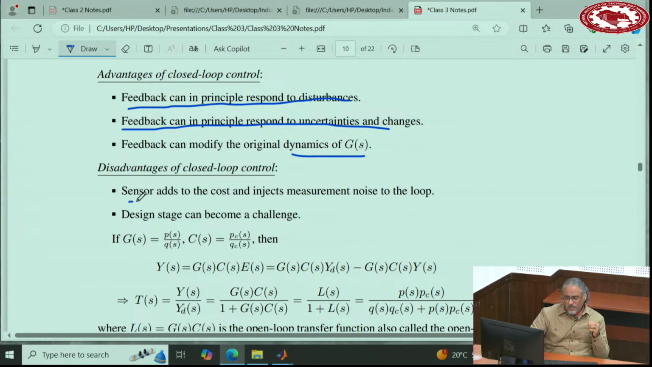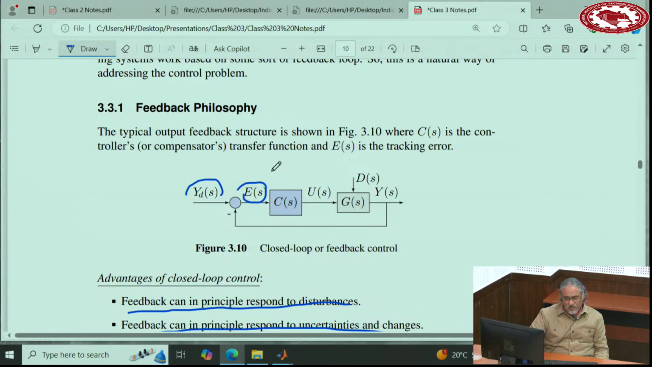Disadvantages are you need to add sensors. Sensors add costs, but often costs may not be the main concern. The other concern in some systems is that sensors can have failures and errors also. So in other words, you add one component to the system that adds one point of failure to your system. And sensors come with noise also. Okay. And the design stage can become a challenge. Now, if you have a feedback, and if you don't design this properly, you can even destabilize the system, and rather than fixing the system, making it worse.